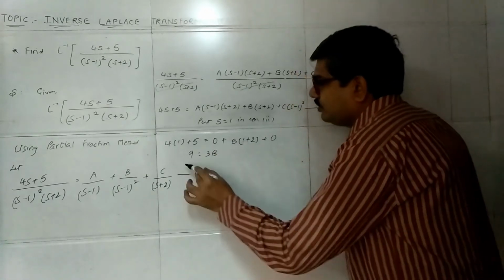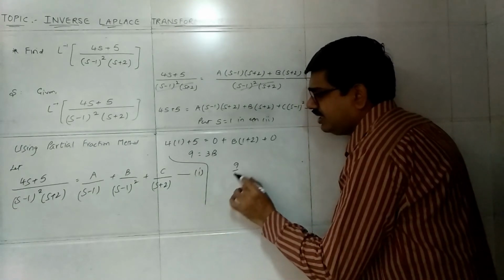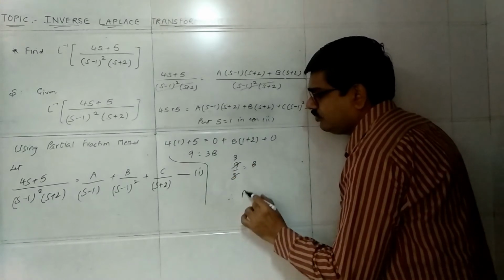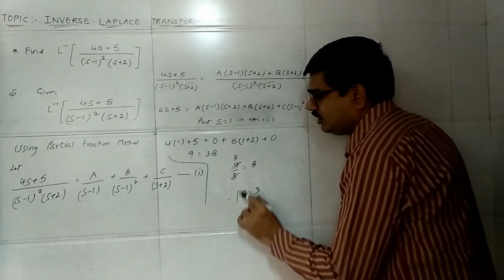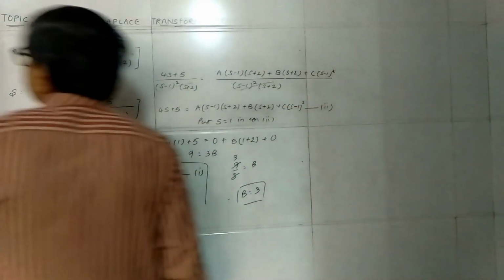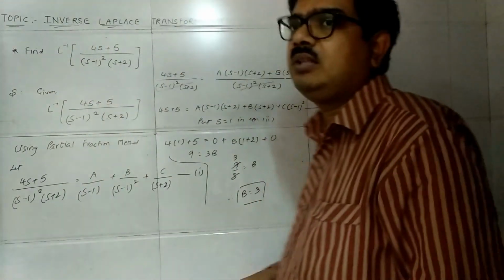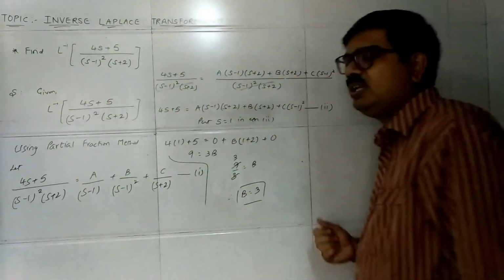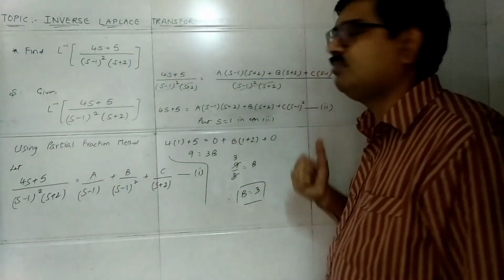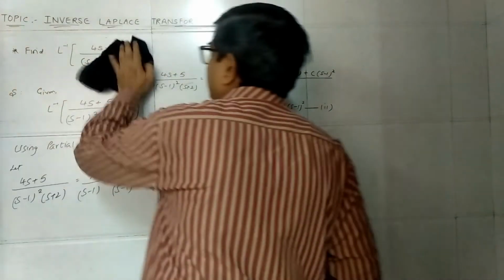Okay. So we shall continue here. 3 will come to this side. 9 divided by 3 is equal to b. 3 times. So therefore we got b value as 3. Okay. Now after finding b, let us put another value of s in the same equation number 2 and see which value we are getting.